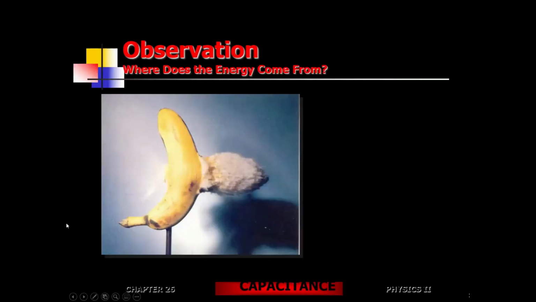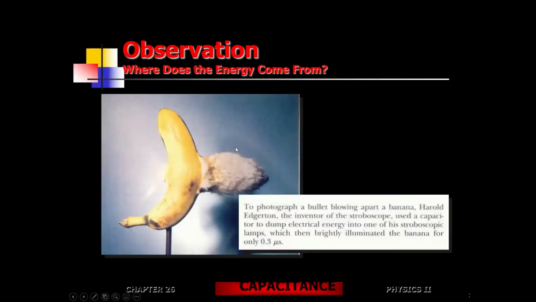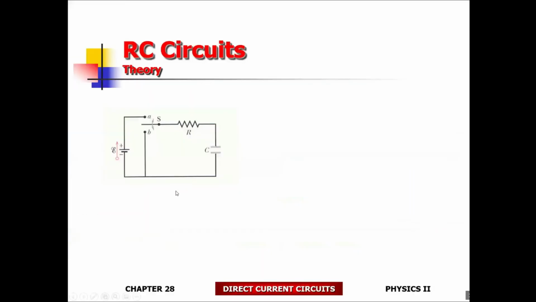Once again, we have the same problem here. This is flash photography. Notice that they're able to take the picture of a bullet as it's just going through a banana. All right, and then the flash illuminates the scene within 3.3 tenths of a millionth of a second. So once again, how do you control the discharge time? How does the magic happen?